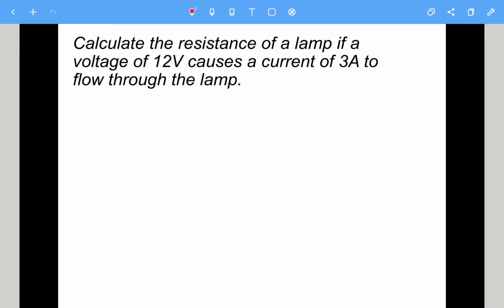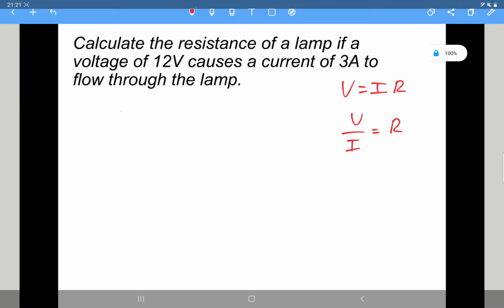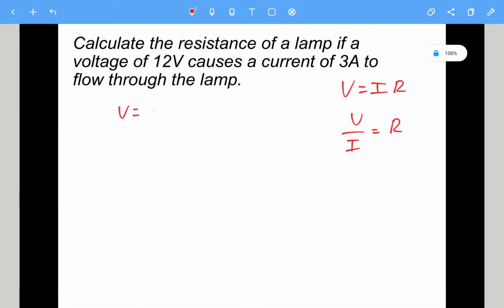Right, let's move on. Calculate the resistance of a lamp if a voltage of 12 volts causes a current of 3 amps to flow through the lamp. Now, V equals I times R. If you're confident in rearranging to find resistance straight away, you just divide by current, and then just put the numbers in, that's completely fine. If not, we can just write Ohm's Law, V equals IR, and then put the numbers in. So you can do it either way.